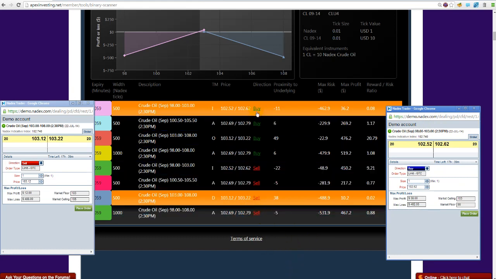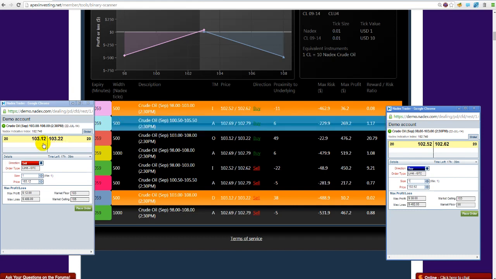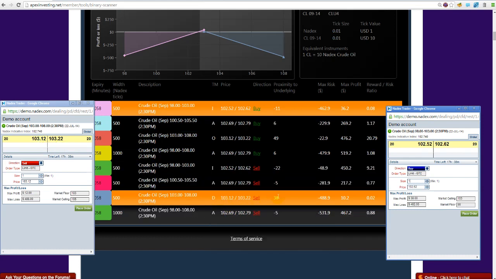If I'm selling this right here for 102, I'm buying it for 102.62. I'm buying it for 11 ticks lower than where the market's at. If I sell this for 103.12, I'm basically selling it like 38 ticks higher than where the market is. If I can buy for $10 below the market and sell immediately, how much would I make? Now, this isn't what's happening, but think about it.